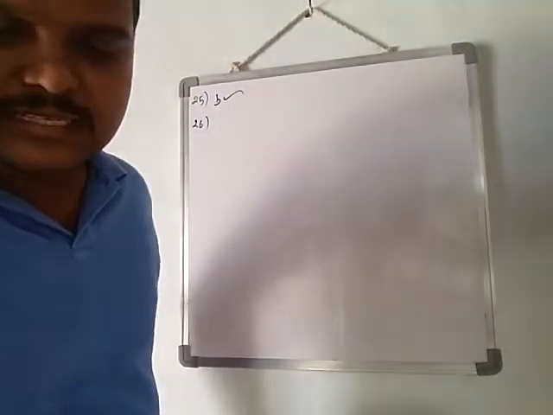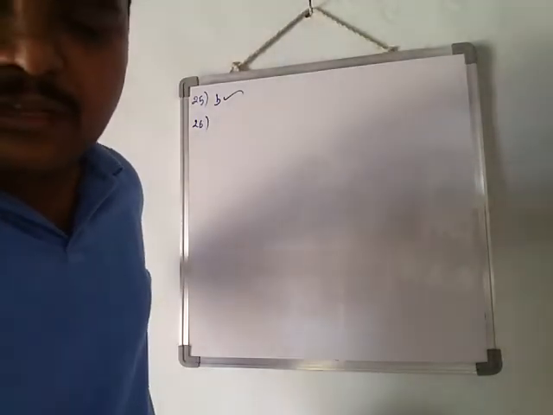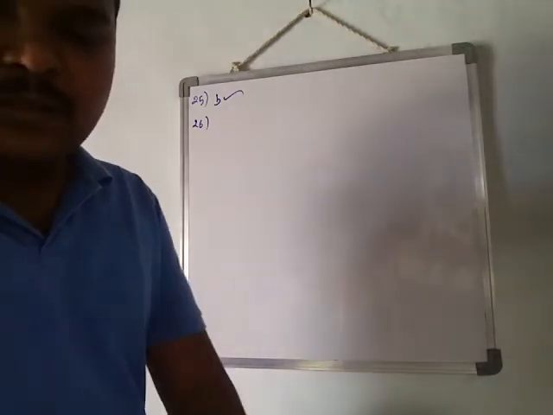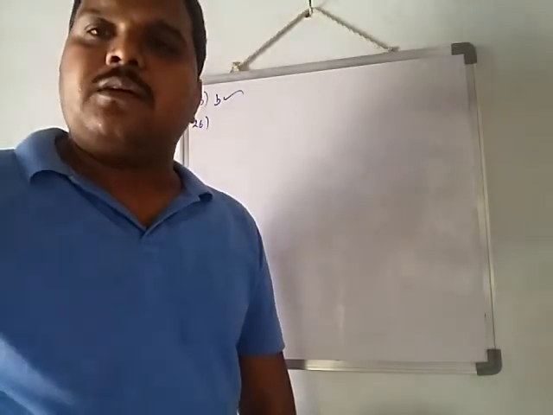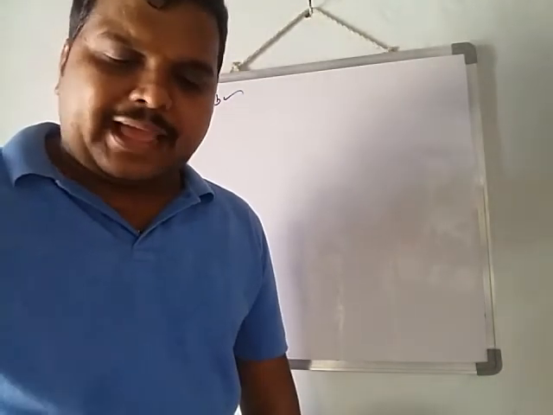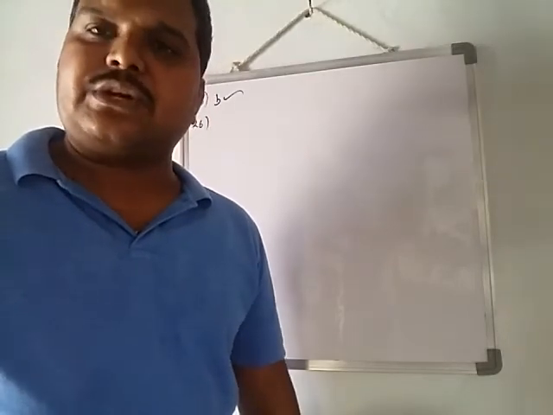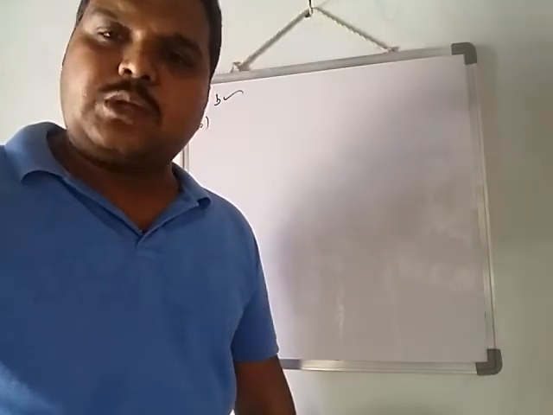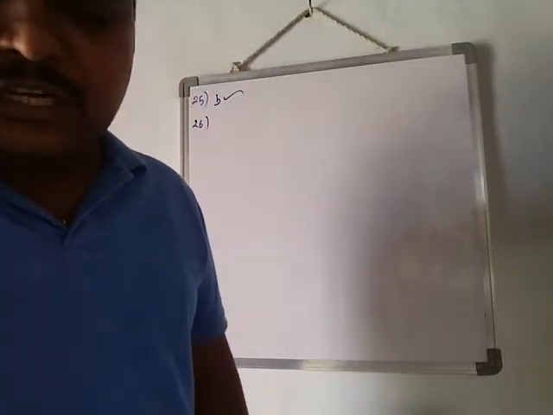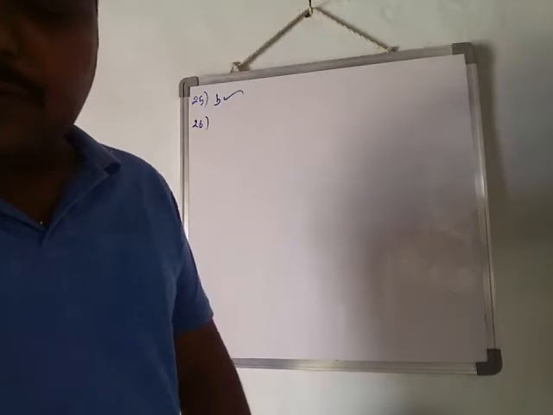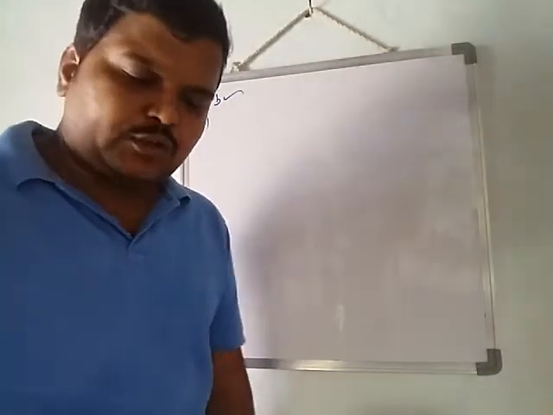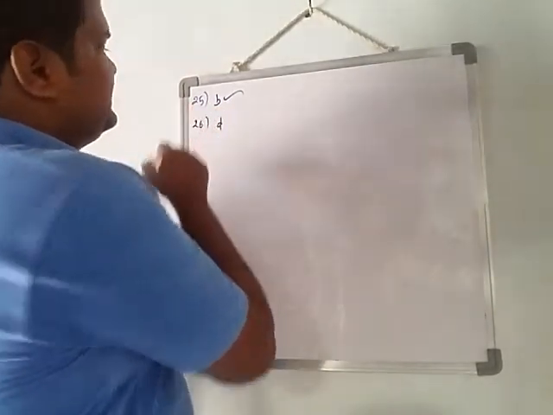Next, question number 26. Match the constants given in column 1 with their values in column 2 and mark the appropriate option. Rydberg's constant, you know that, is 109677 centimeter inverse. Planck's constant is 6.626 into 10 to the power of minus 34 joule second. Velocity of light is 3 into 10 to the power of 8 meter per second. Wavelength of the red light is 750 into 10 to the power of minus 9 meter. So option D is correct. This is a direct one.